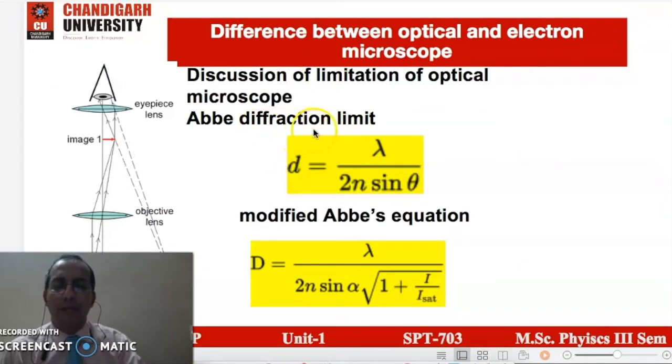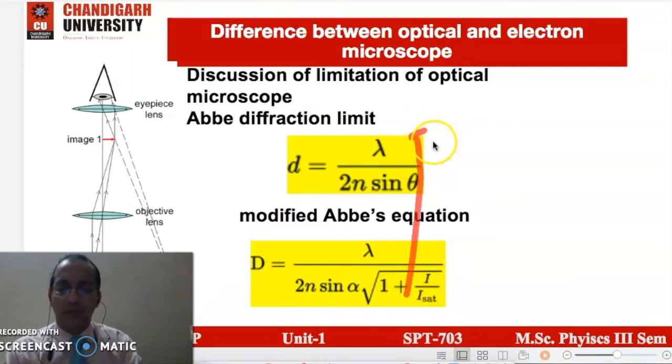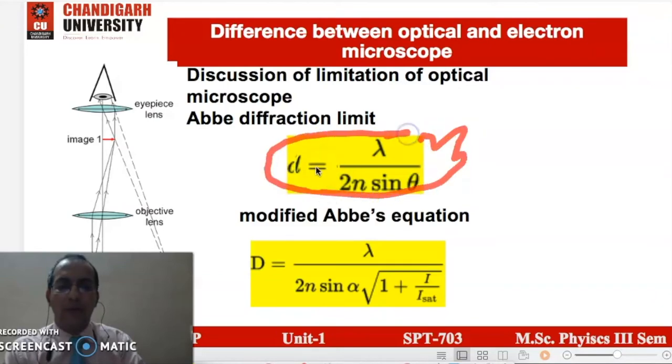Here I would like to discuss the Abbe's diffraction limit. In case of the optical microscope, the resolution is limited by the Abbe's diffraction limit. So what is this diffraction limit in this case? That we have to understand. If you look into the details of this Abbe's diffraction limit, what is D here? D is the optical resolution, lambda is the wavelength of the light, n is the refractive index of the material, and theta is the angle subtended by the microscope objective onto the surface of the sample.